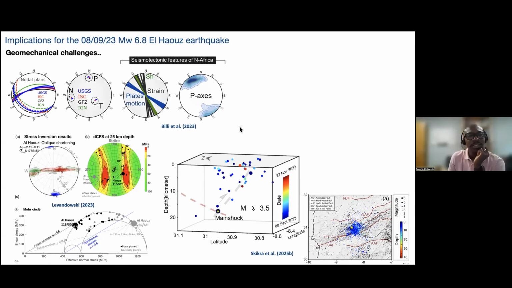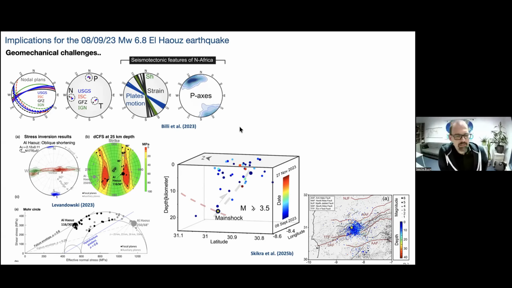Thanks for this nice talk. I'm wondering about this Tizi n'Test fault zone that you highlighted on two occasions, and you mentioned that this is an inherited fault zone from the rifted margin. Could you maybe explain a bit what the original position was in the rifted margin and how it evolved through time?